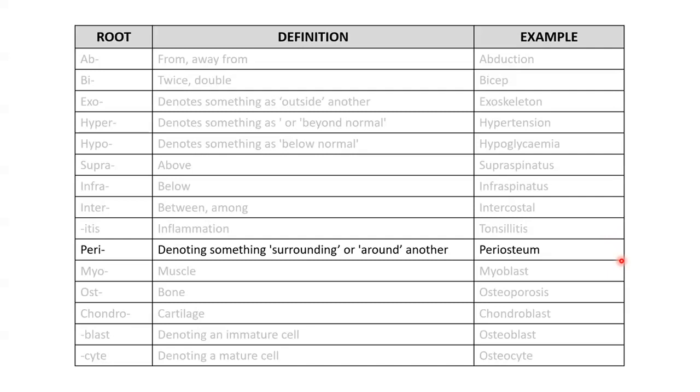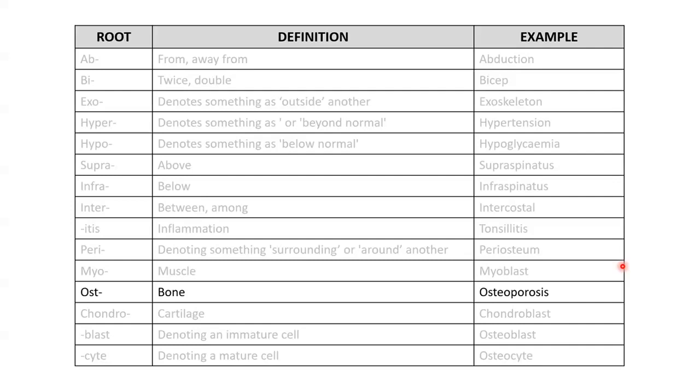Peri we've briefly mentioned already. It denotes something that surrounds or is around something else. So our periosteum is the covering which surrounds the outside of a bone. We have the pericardium, which is the membrane that surrounds the heart. Myo refers to muscle. So a myoblast is an immature muscle cell. Myocarditis is the inflammation of the muscle of the heart.